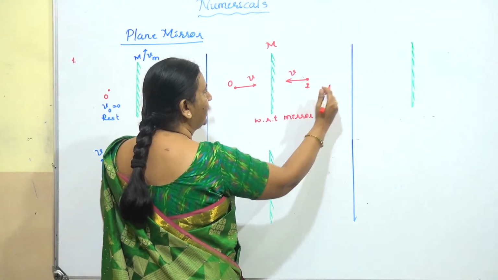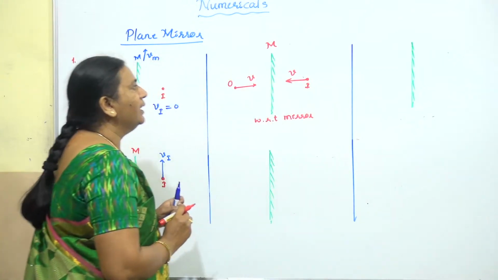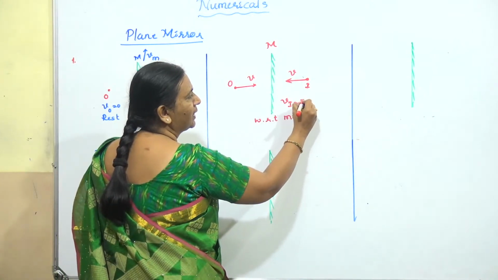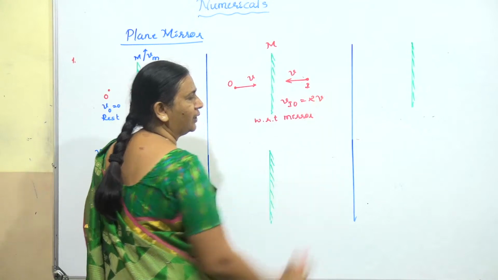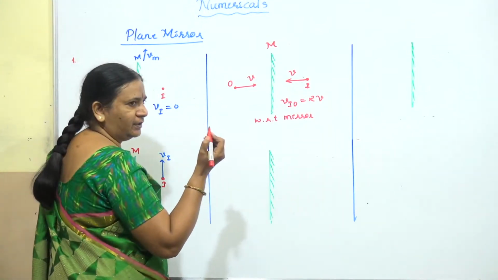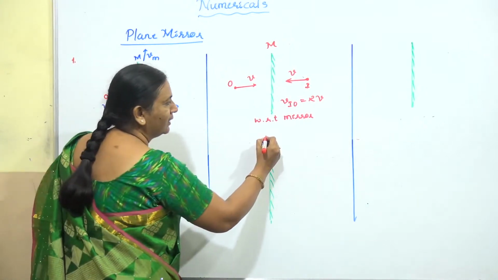With respect to the mirror, both will move with the same speed, whereas with respect to the object, the image speed becomes double. That you all learned. Now the next part is important.